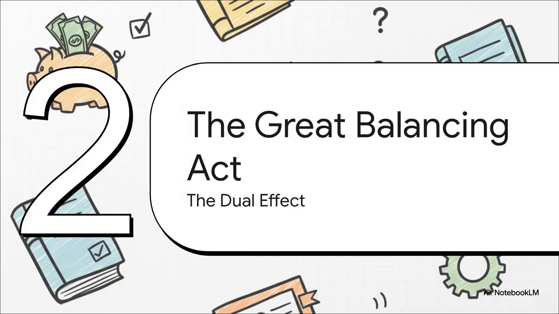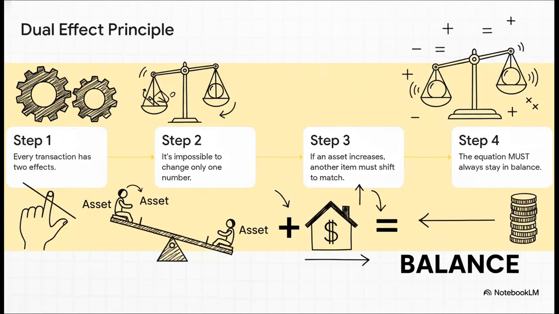Okay, we've covered a lot. So what's the big takeaway here? What's the one core principle that makes this whole system so unbelievably reliable? The big secret? It all comes down to something called the dual effect principle. And here's the key idea. Every single thing that happens in a business, every transaction, has two effects, two changes that perfectly cancel each other out. It's impossible to change just one number.